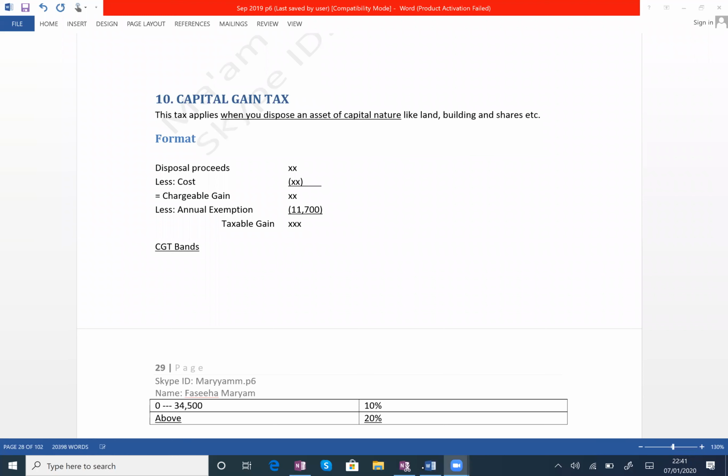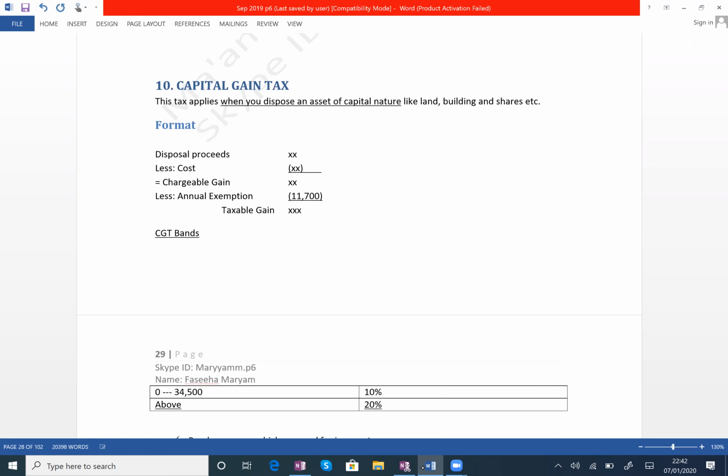The examiner will ask you about 10 to 15 marks on this topic in the exam. CGT, the capital gain tax, applies whenever you sell an asset. The format of CGT is disposal proceeds, DP for short. Disposal proceeds means, for example, I am selling my house for 100,000. So 100,000 is my disposal proceeds, less cost, and you will get a chargeable gain.